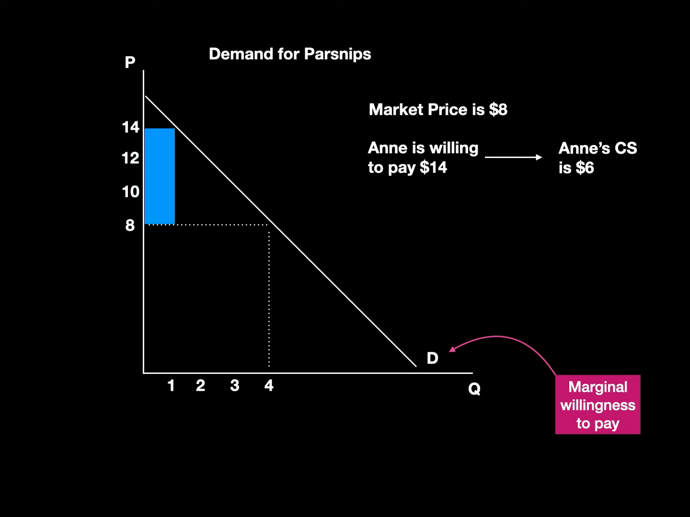This is the difference between what she is willing to pay and what she actually pays. In the graph, it is represented by the area below the price she is willing to pay and the market price, which is the area of the blue rectangle. This consumer surplus is Anne's gains from trade. If Betty is a consumer willing to pay $12, what is her consumer surplus?